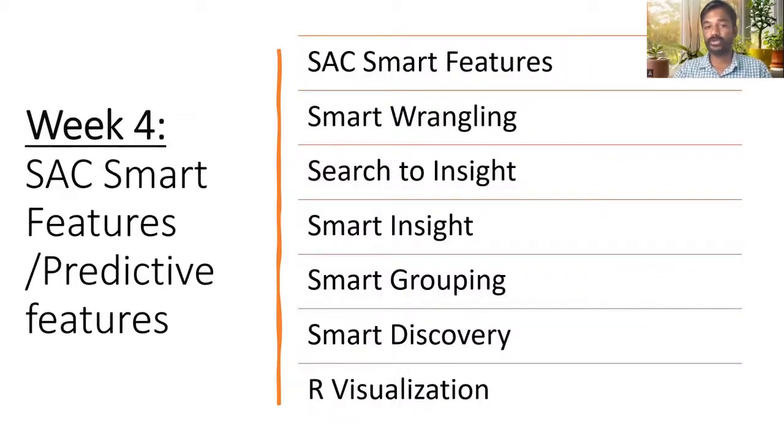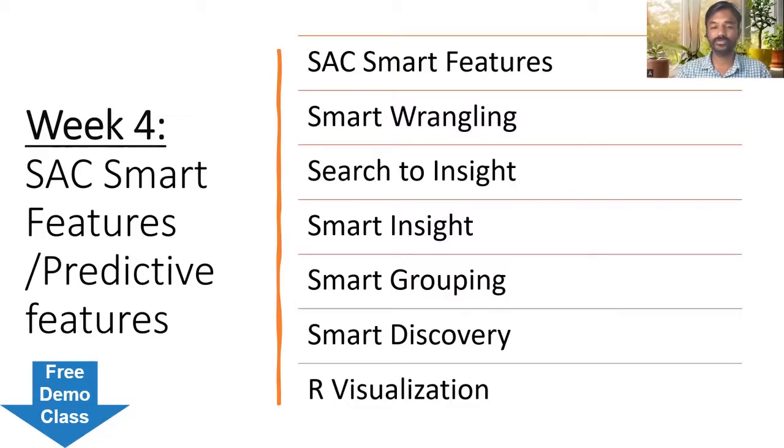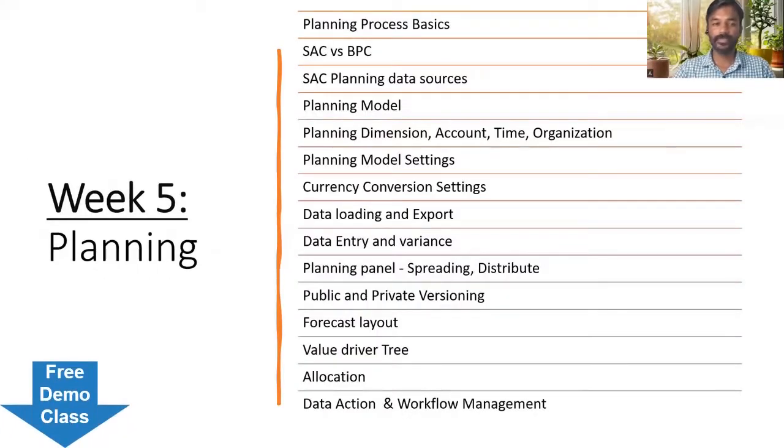In week 4, we are going to see all about the smart features or predictive features available with SAC. Here we are going to see smart wrangling, search to insight, smart grouping, smart discovery, and R visualization. These are very powerful features when it comes to SAP. This week will be very interesting, and we'll be covering most of the topics related to these features.